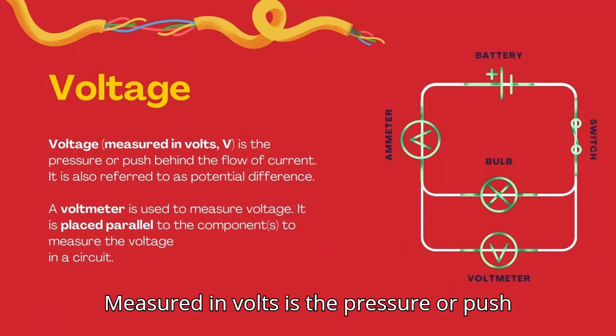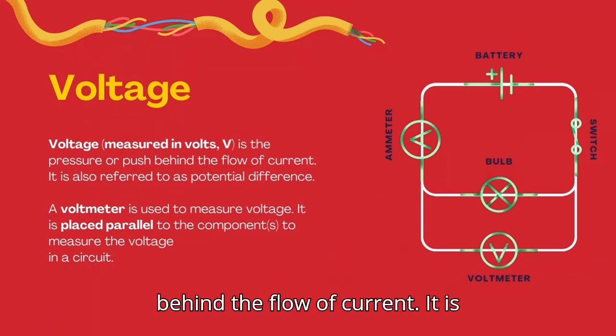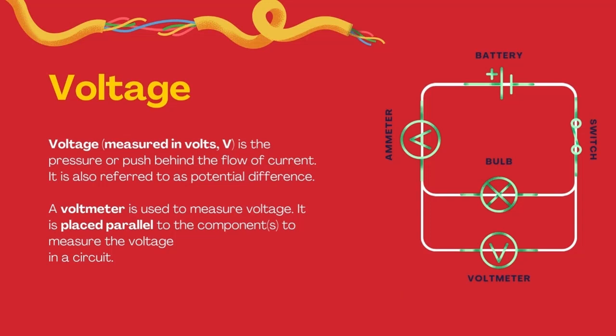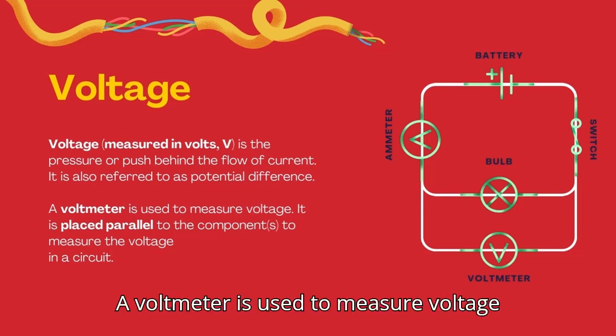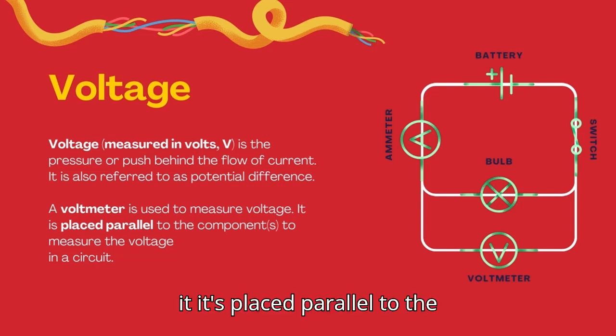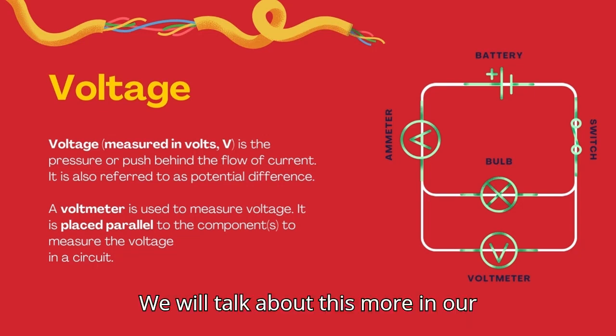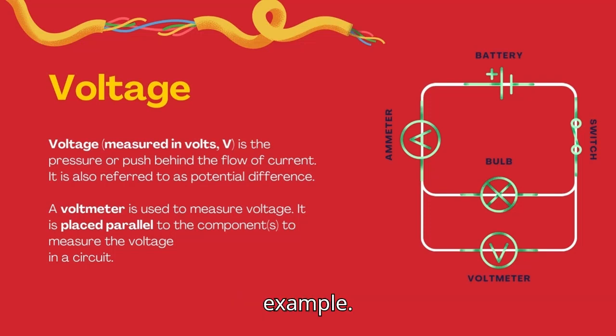Voltage, measured in volts, is the pressure or push behind the flow of current. It is also referred to as potential difference. A voltmeter is used to measure voltage. It is placed parallel to the components to measure the voltage in a circuit. We will talk about this more in our example.